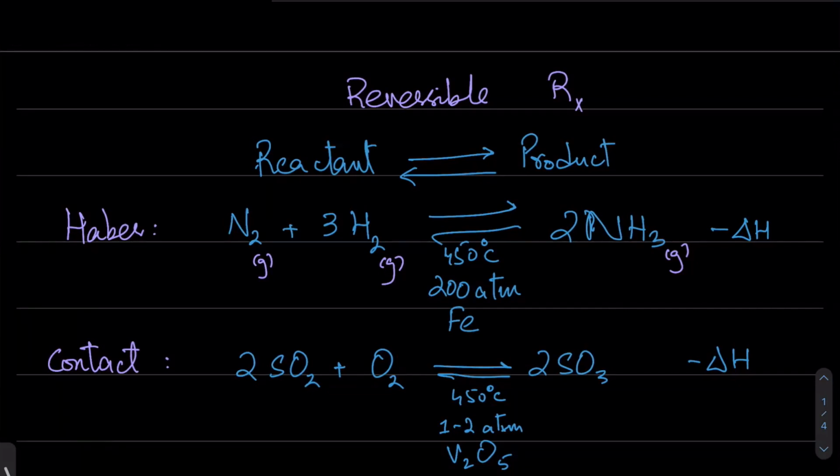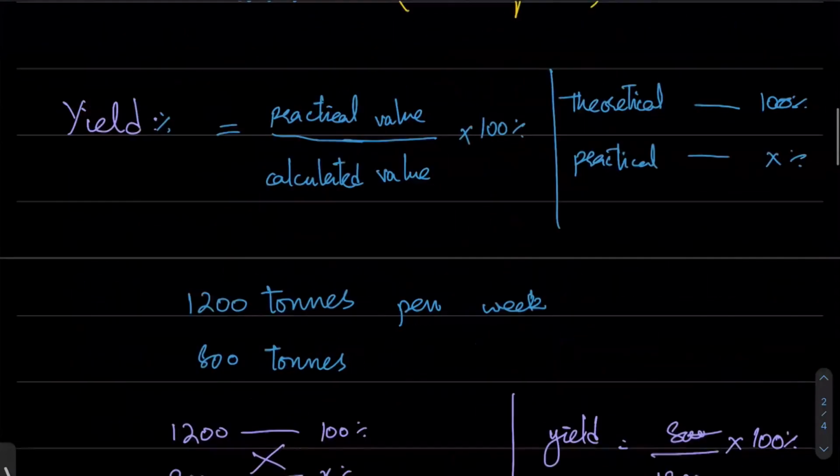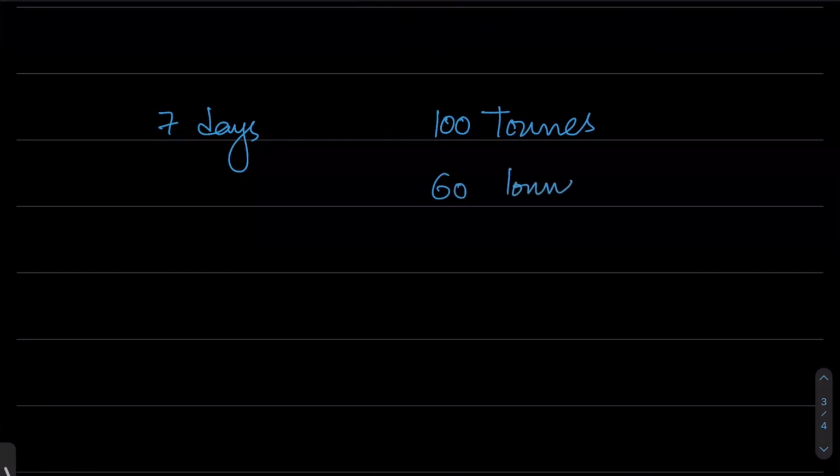The yield is decreasing, but let's see what it means. If I slow the reaction, maybe in 7 days I can produce 100 tons of ammonia, right? But what if I increase the temperature and I can produce only 60 tons of ammonia, but in 3 days? What will you do? Which option will you choose? Deal. Second. You will choose the second, right?